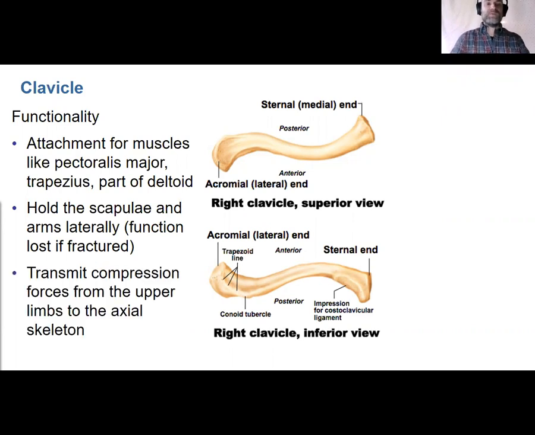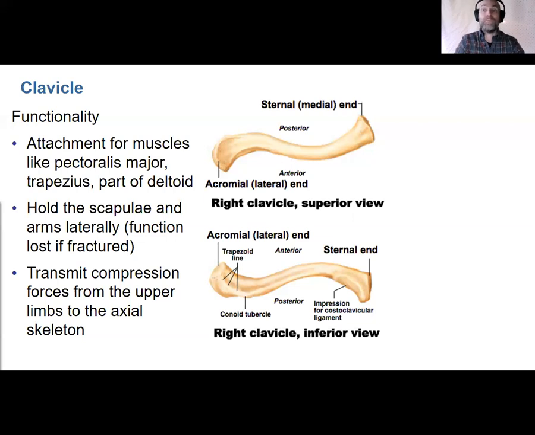And finally, it transmits compression forces from the upper limbs to the axial skeleton. In other words, any weight that you're bearing on your arms is transmitted via the collarbone to your axial skeleton, which is why it's prone to injury if you fall and land on your shoulder or your arms, that all of that weight basically gets put through that single bone to transmit it to your axial skeleton. Also, if you're brachiating, hanging or climbing monkey bars or something like that, the weight from your lower body is transmitted to your upper body via this joint as well. So it's a very important articulation point between everything that happens with your arms and the rest of your body.